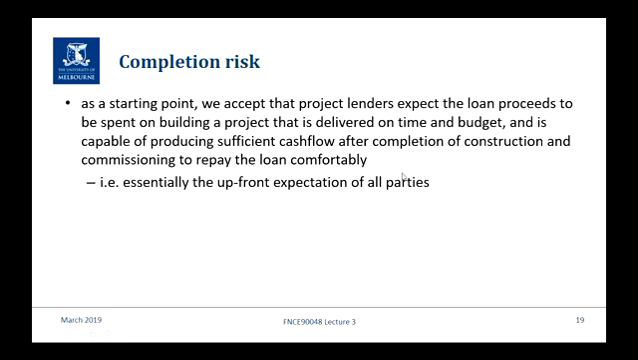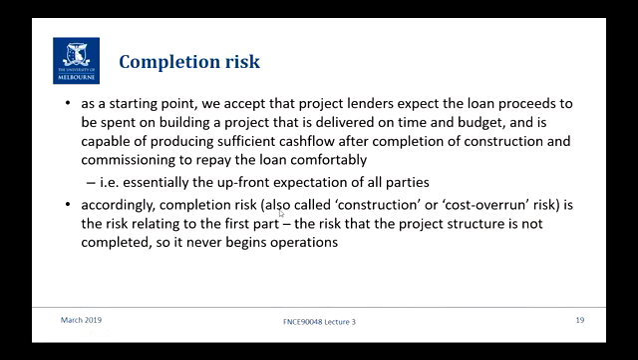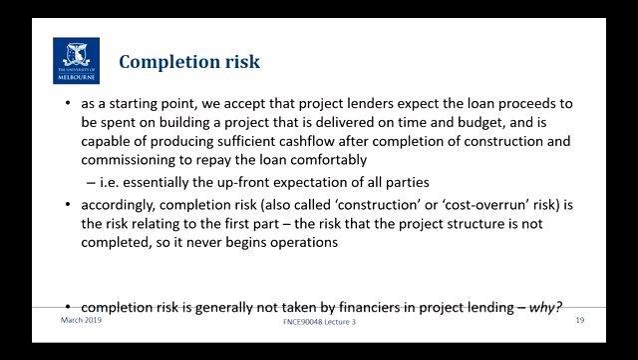Now, everyone that goes into the project finance transaction has done so much work getting to a plan that they think is doable that everyone expects this to happen. So completion risk, which we also call construction risk or cost overrun risk, is the risk relating to the first part, that the project is delivered on time and on budget. At the extreme, if the project is never completed, we never have a project. We never begin operations, we never generate cash flows. So that's the extreme risk.